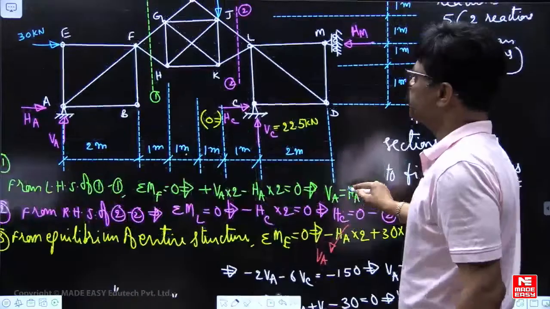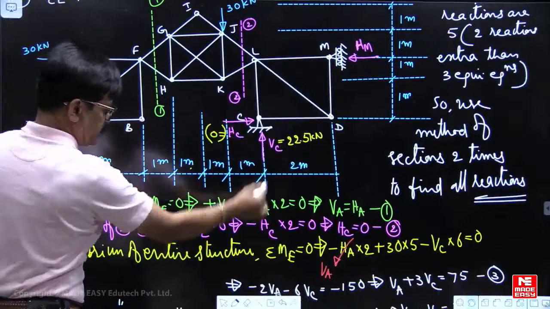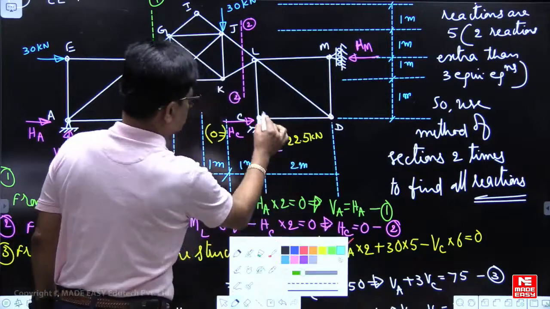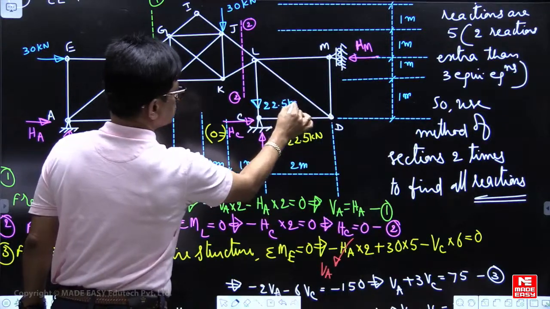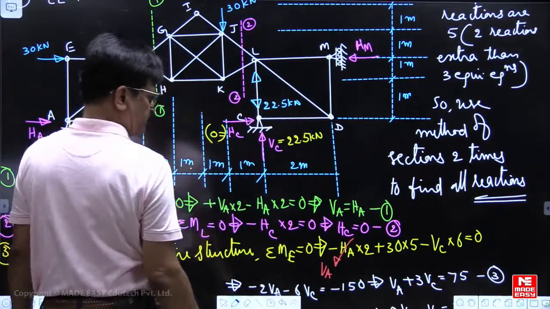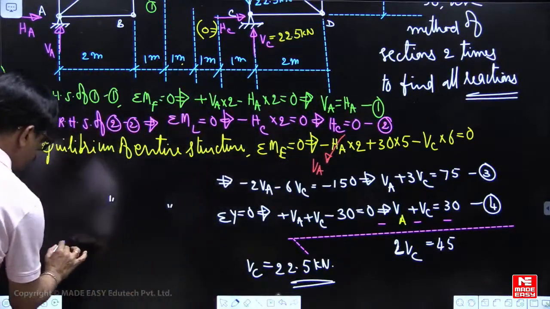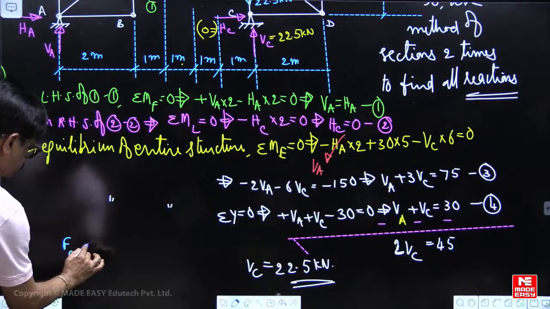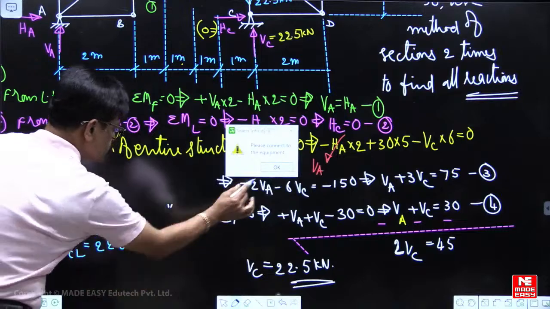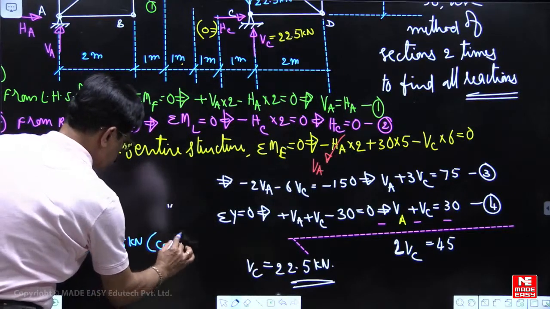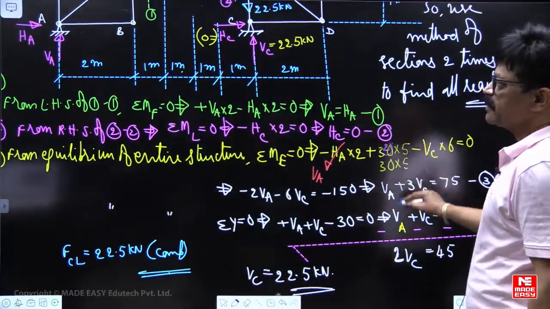If VC is 22.5, force in the member CL we want to find. If this is upward 22.5, this has to be downward, towards the pin, towards the pin. So force in the member CL you will get this. So this is the process.